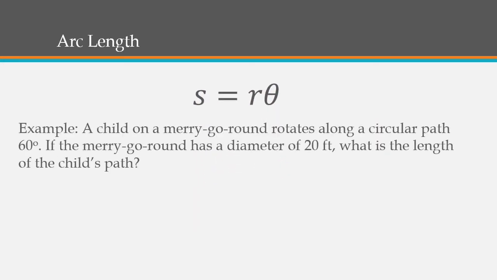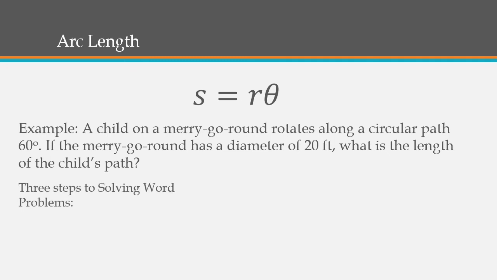In this example, we have a child on a merry-go-round rotating along a circular path 60 degrees. So it only goes 60 degrees around the circle. If the merry-go-round has a diameter of 20 feet, what is the length of the child's path? In other words, what is the arc length?